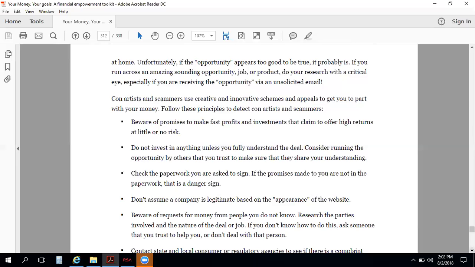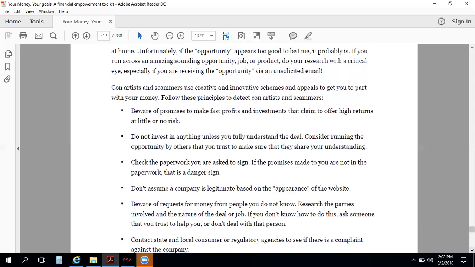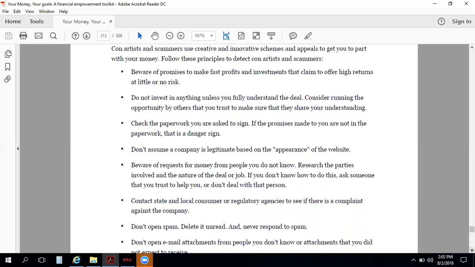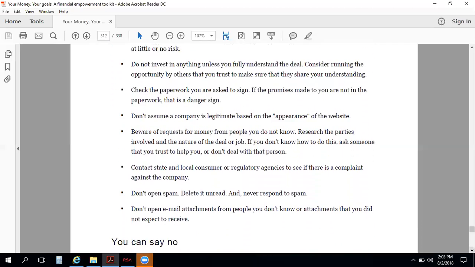It's very easy to put a website up these days. Almost anybody could do it with services like Wix. You don't even really need a background in it to be able to establish a website. So just because a company has a website doesn't mean they're legit. Beware of requests for money from people that you do not know. Research the parties involved and the nature of the job.